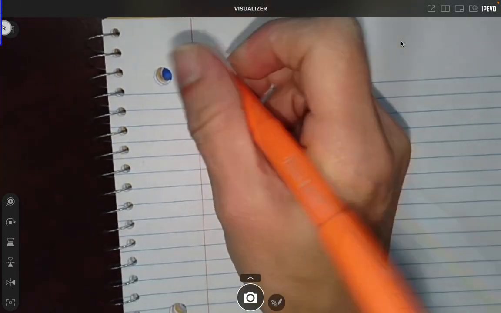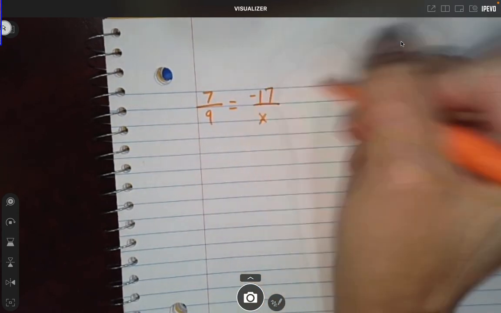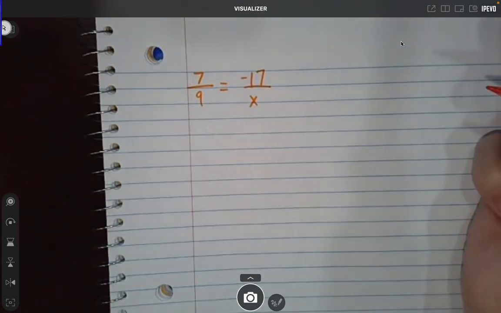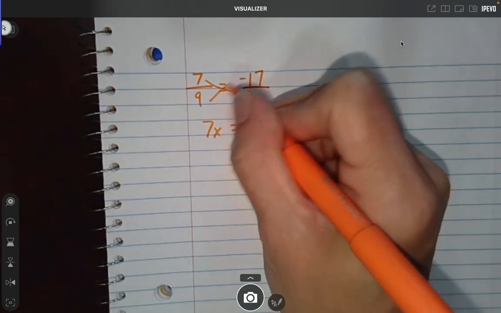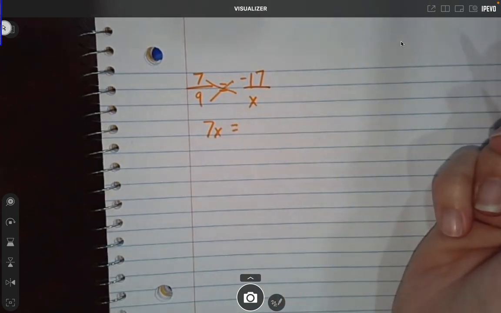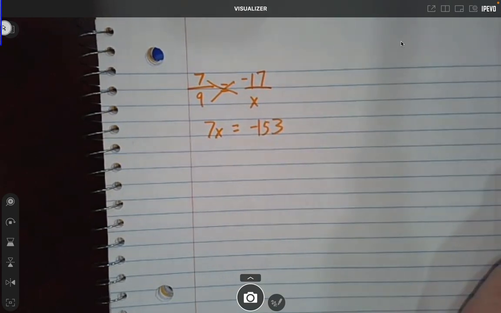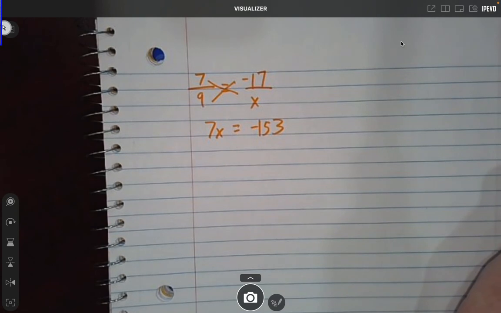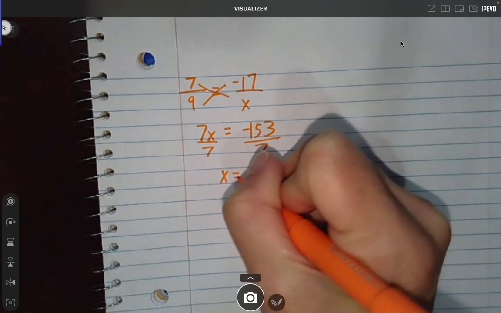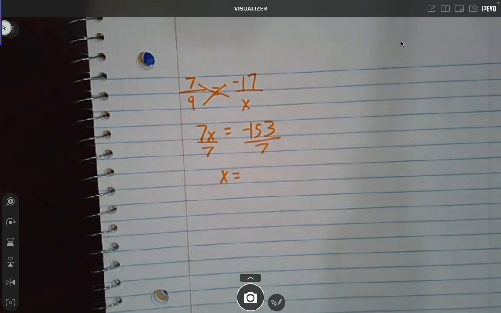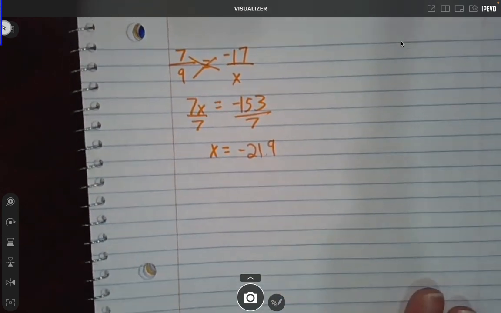Okay, 7 over 9 equals negative 17 over x. Okay, a basic proportion. Cross multiply, divide. So what's 7 times x? 7x. And what's 9 times negative 17? Negative 153. Okay, then what do we do? So we cross multiply. Now we divide. Divide by 7. And I would just put that in my calculator. And what does it give you? Yeah, negative 21.9. They got a decimal on this one as well.